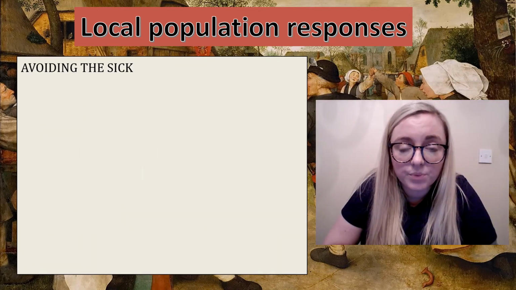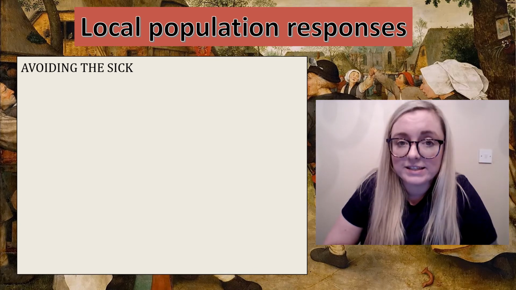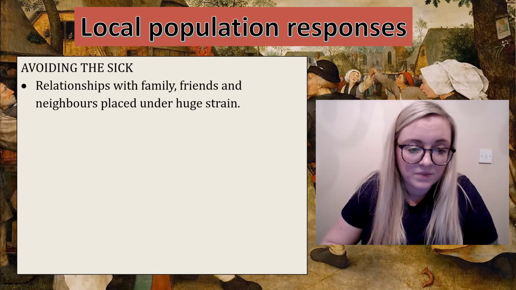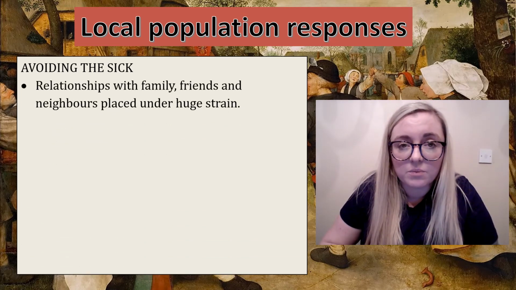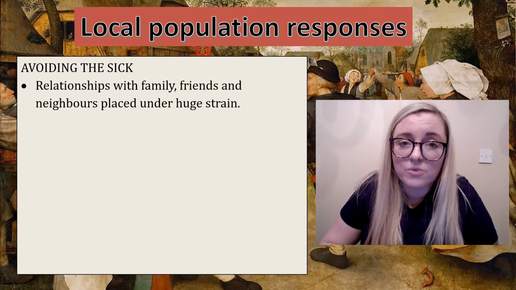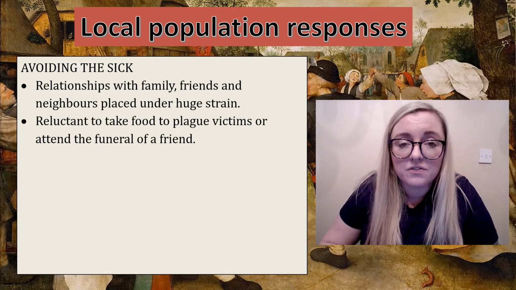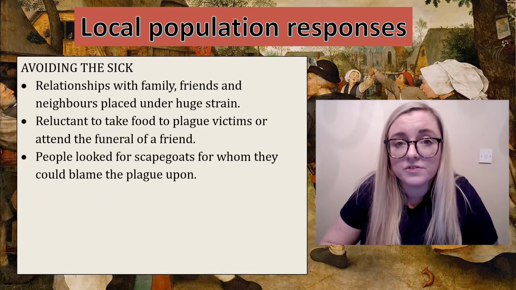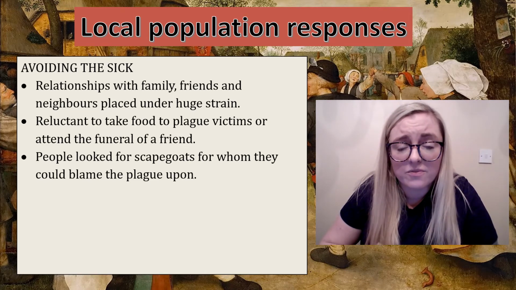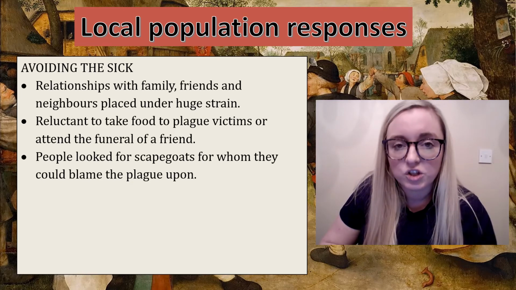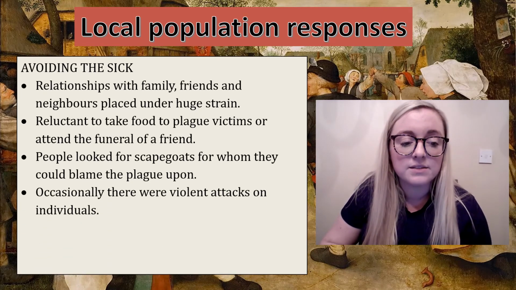Okay, so your next local population response is avoiding the sick. Now this sounds like quite a good idea, but it wasn't all that it seems to be. Relationships between family and friends became under strain. Again, you might remember this from the reading about Walsham when you learnt about the Black Death in year 8. People were reluctant to take food from plague victims or attend the funeral of a friend. People look for scapegoats, someone to blame for the plague. This sometimes turned to anti-Semitism, with many people blaming the Jews poisoning the wells for the spread of epidemics.